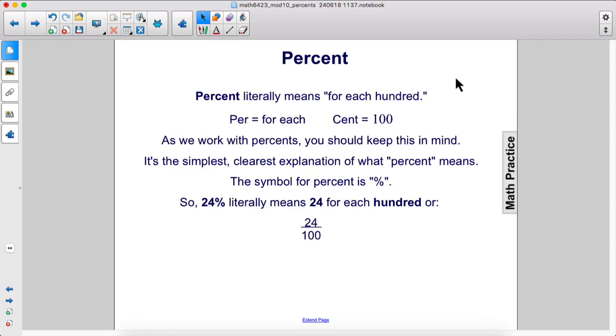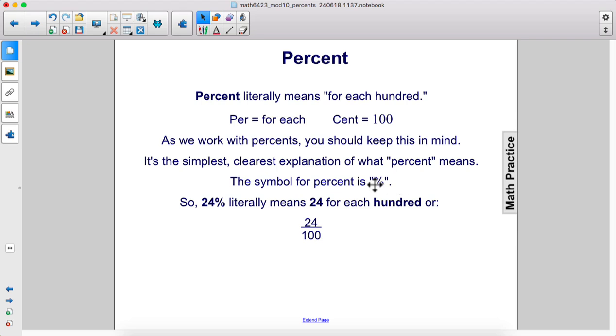Percents. Percent literally means for each 100. Per means for each. Cent means 100. As we work with percents, you should keep this in mind. It's the simplest, clearest explanation of what percent means.